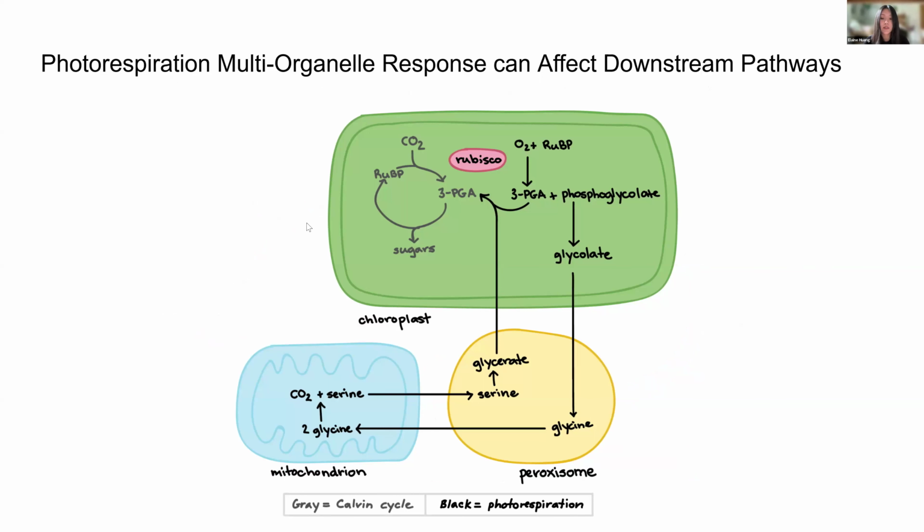And as you can see here, the Calvin cycle in gray only takes place in the chloroplast, but the photorespiration process involves the chloroplast, peroxisome, and mitochondria. And because of this, photorespiration consumes excess ATP and produces excess byproducts in multiple steps of the pathway. And this energy expenditure ultimately affects the overall energy use of the plant, and it decreases growth and yield.